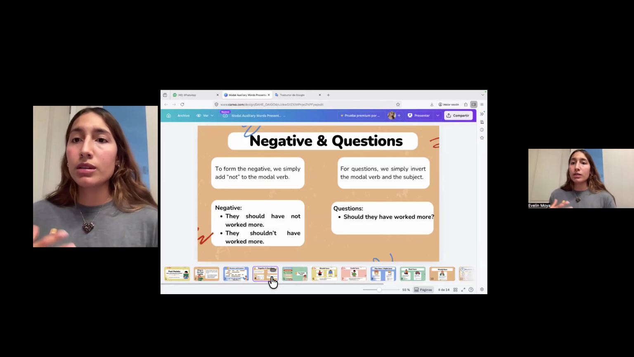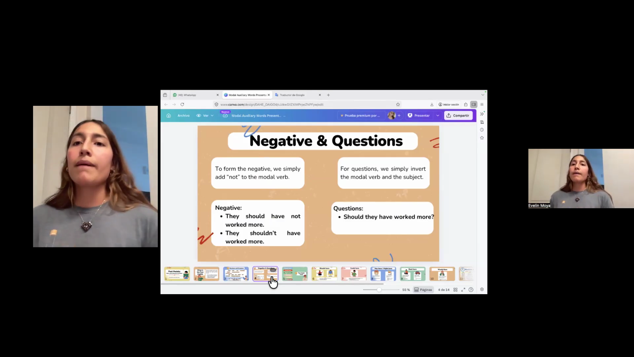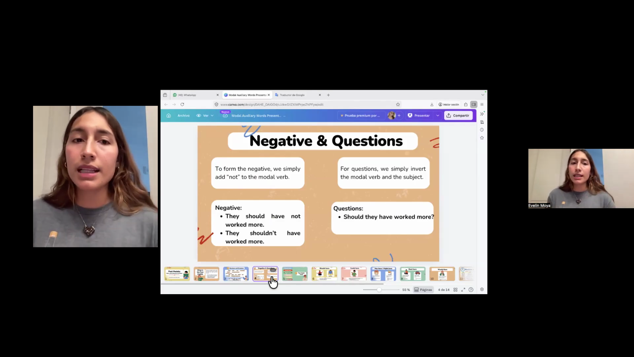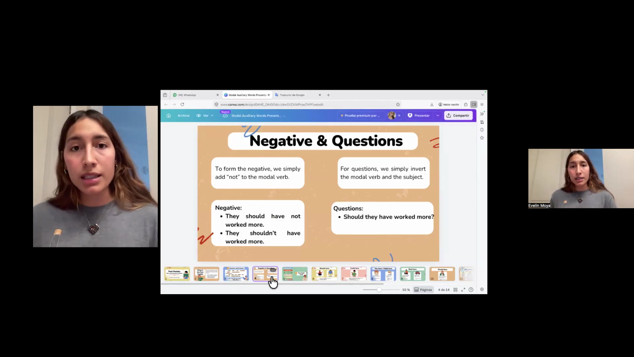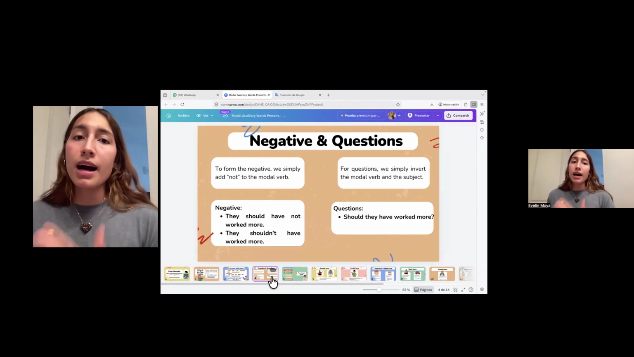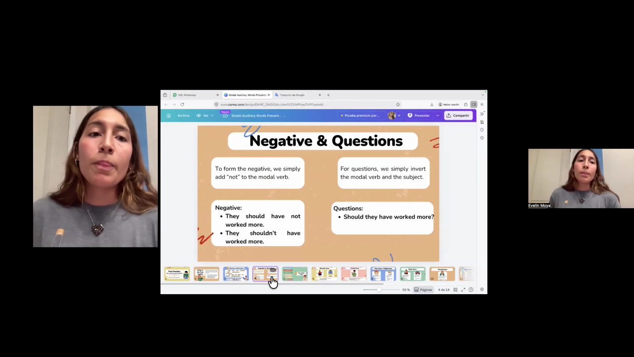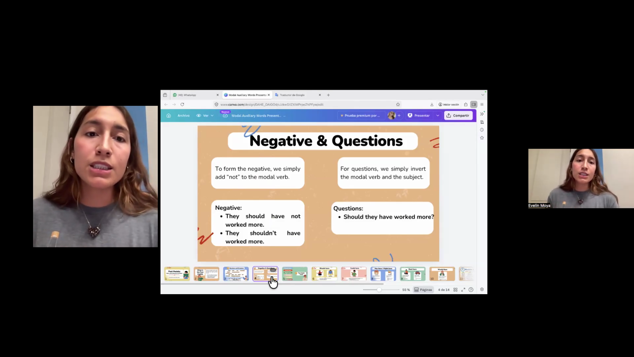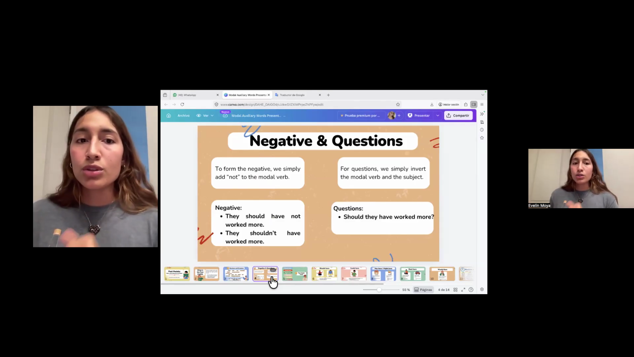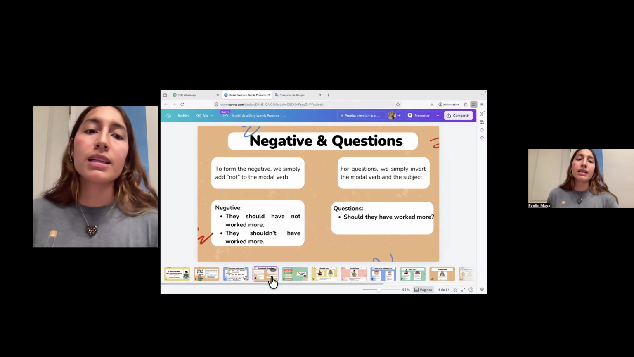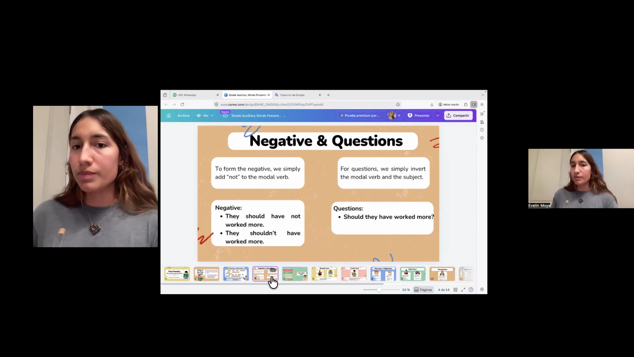So we know how to construct affirmative sentences, but now we're going to analyze how to construct negative and question sentences. For a negative sentence, we simply add not to the modal verb. Can you see this example? They should not have worked more.